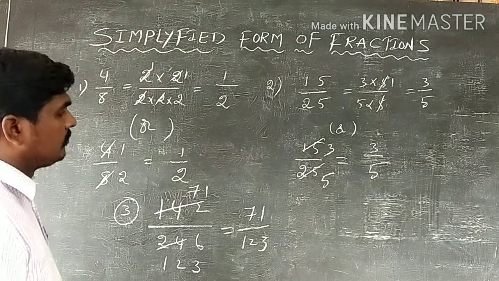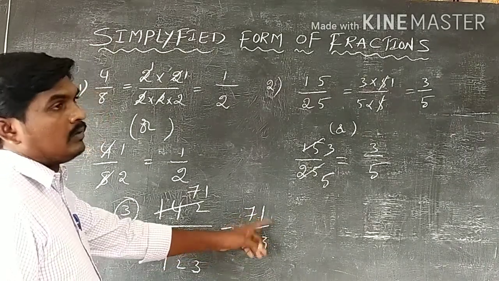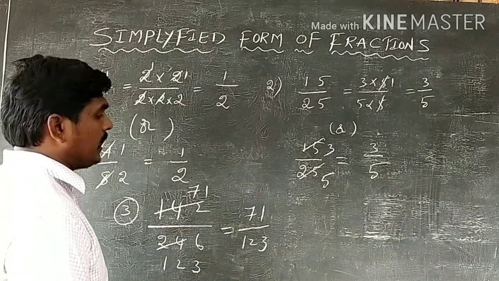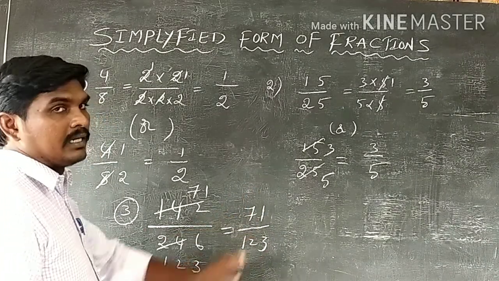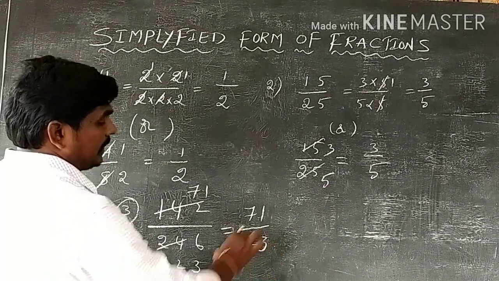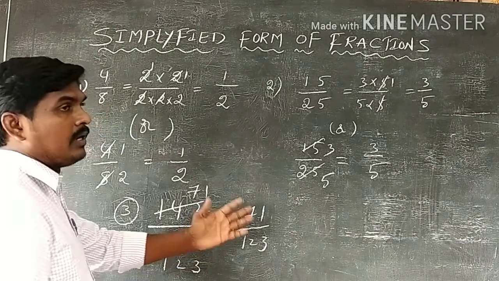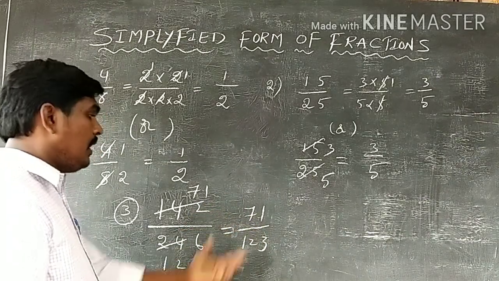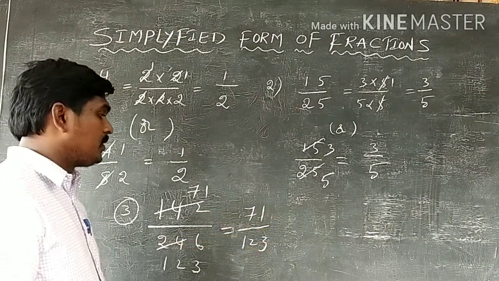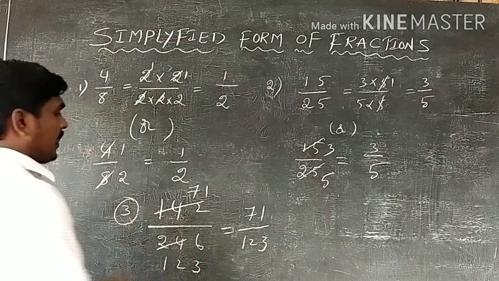We can see. 3 table is possible, 3 2s are 6. Remaining 1 is 11, 3 table not possible to cancel. And any other numbers also not possible. The denominator can be cancelled by 3 table, 3 4s are 12, 3 1s are 3. But for the numerator, no cancellation is possible. 5 table not possible, 6 table not possible, and 2 table also not possible. So this is the lowest form. This is the lowest form of this fraction.